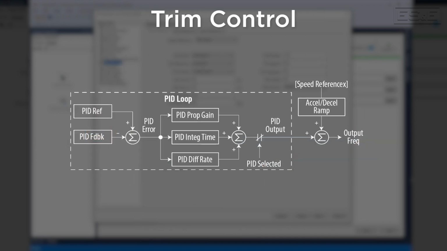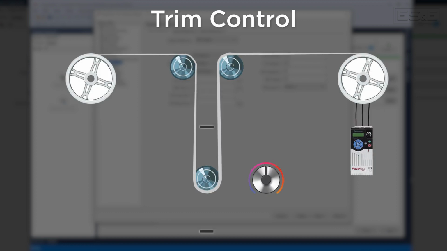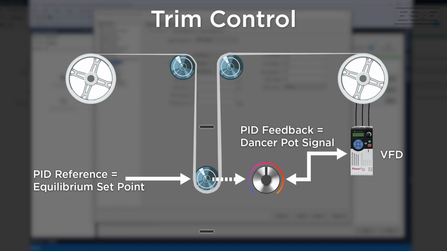In trim control, the PID output is added to the speed reference. In this example of a winder application, the PID reference equals the equilibrium set point. The dancer potentiometer signal provides PID feedback to the drive. Fluctuations in tension result in PID error value. The master speed reference sets the wind, unwind speed. As tension increases or decreases during the winding, the speed reference is trimmed to compensate. Tension is maintained near the equilibrium set point.